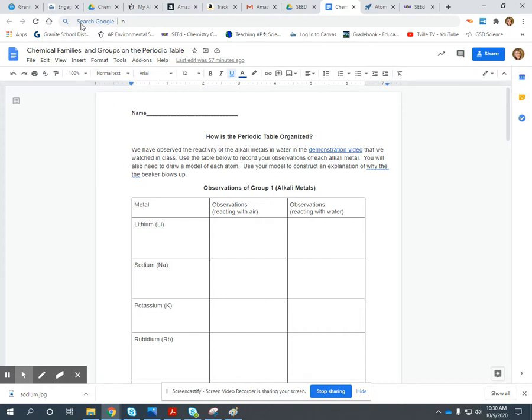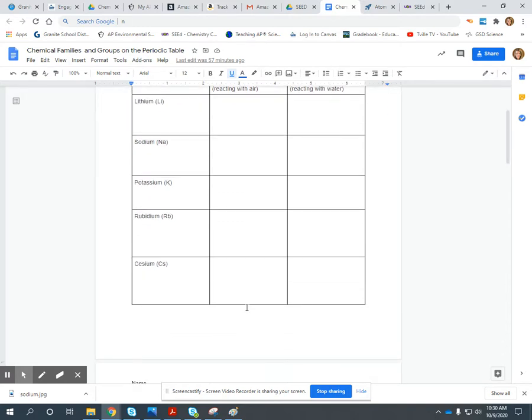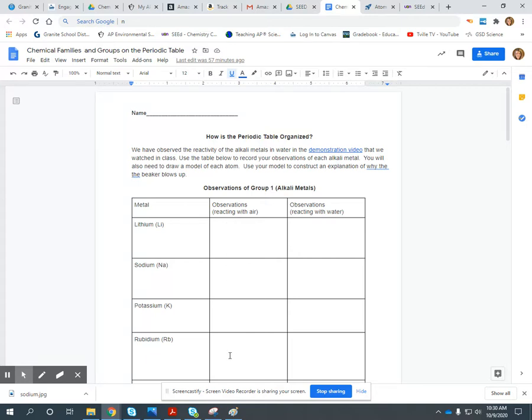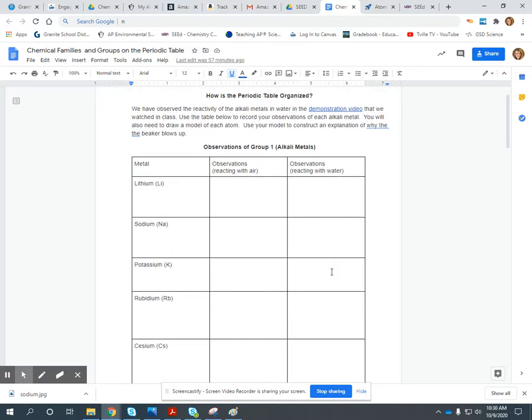Okay, your next task will then be to watch some videos of these different elements, lithium, sodium, potassium, rubidium, and cesium, and make some observations of these elements reacting with air and observations of these elements reacting with water. Just fill in as much of this table as you can. It may not show some of these elements like rubidium and cesium reacting with air. In that case, just fill in some properties of rubidium and cesium. You guys can use a Google search, but just describe what rubidium is like and what cesium is like.